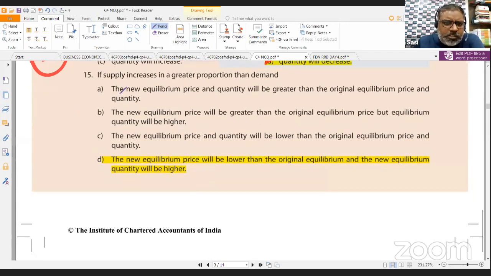Then question number 15 also similar. If supply increases in a greater proportion than demand, supply increases in a greater proportion than demand.